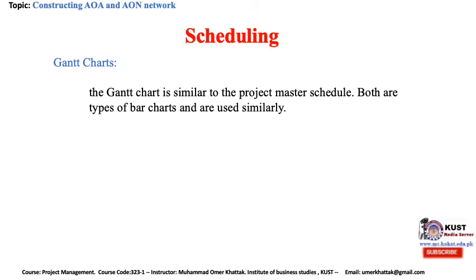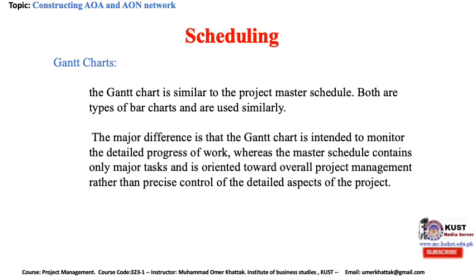The Gantt chart is similar to the project master schedule. Both are types of bar charts and are used similarly. The major difference is that the Gantt chart is intended to monitor the detailed progress of work, whereas the master schedule contains only major tasks and is oriented towards overall project management rather than precise control of the detailed aspects of the project.